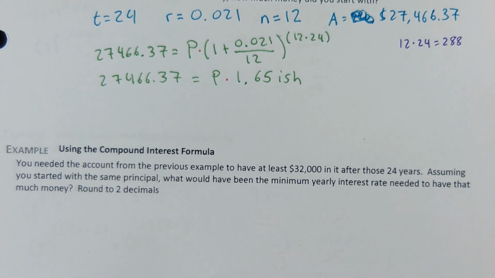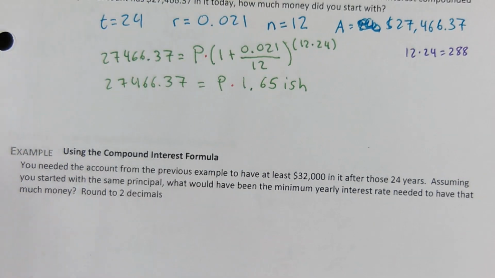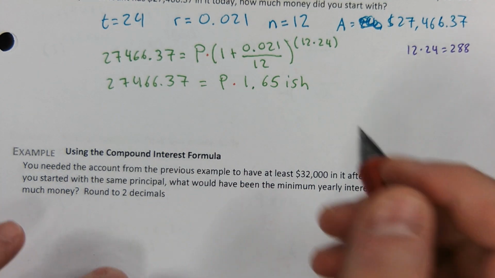About 1.65-ish. That's not very mathematical, is it? I did not round this number. What I did was I left it on my calculator screen because I'm going to let the calculator keep track of that long decimal for me. That's called floating your decimals. You're going to let the calculator float the decimals for you. I am not going to round that number. You don't do rounding early. You only do rounding at the end, never early. Okay? But we did say we were going to divide both sides by that number.